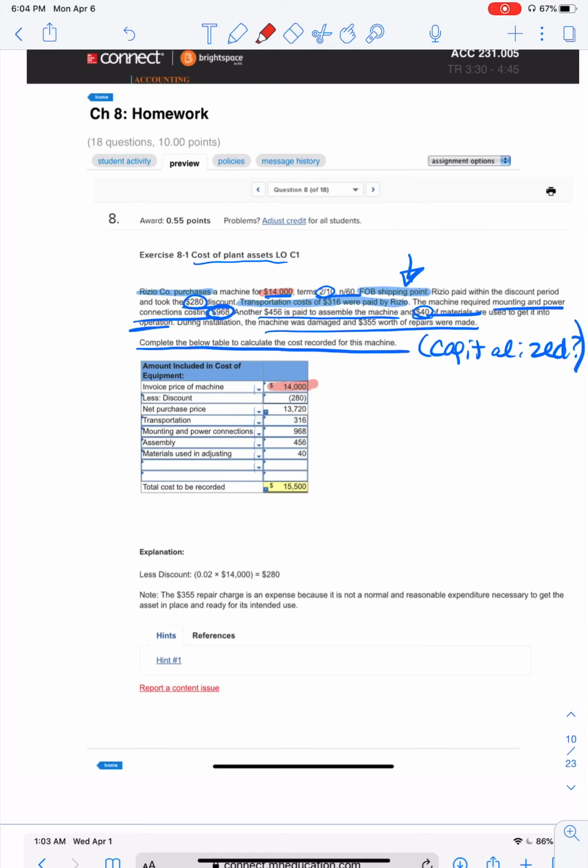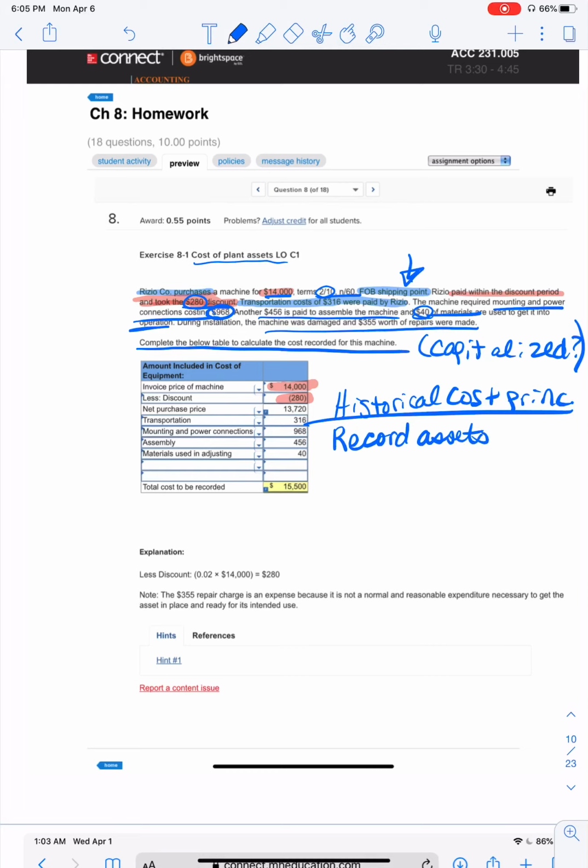So that just falls right there. Just pulls straight down. Now they tell us that we actually did pay within the discount period, so we did pay within the discount period and took the $280 discount. So if you look at this, you say, well, why on earth is that a negative? And that is because of something known as the historical cost principle. And what this says is that we record assets, at least in GAAP, at cost.